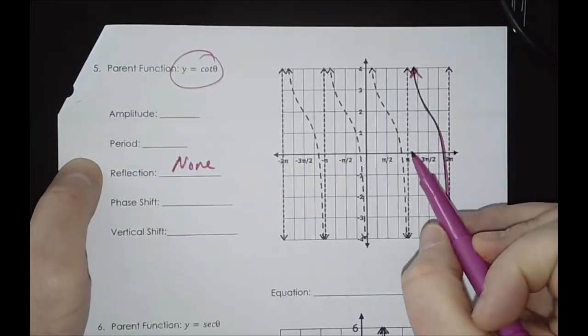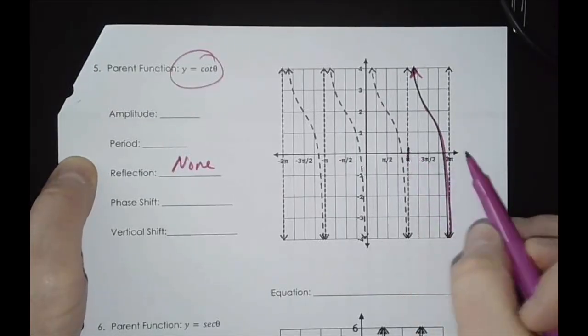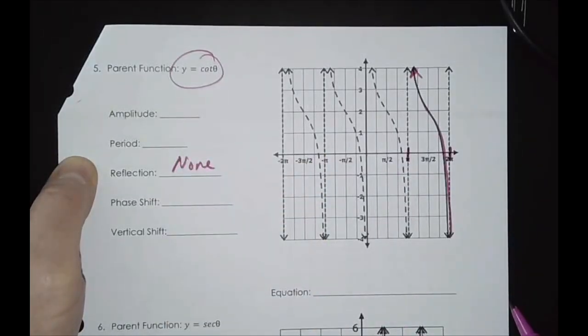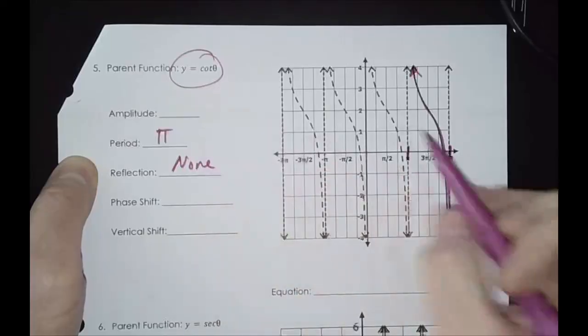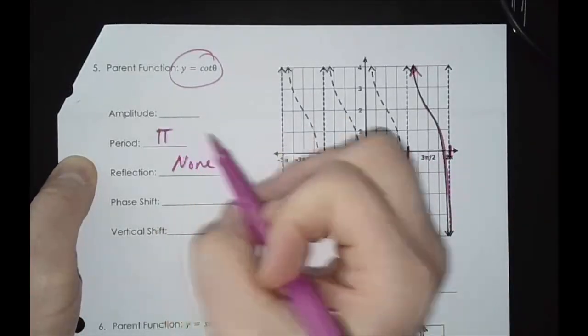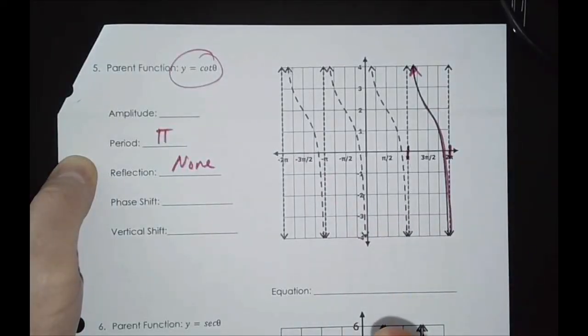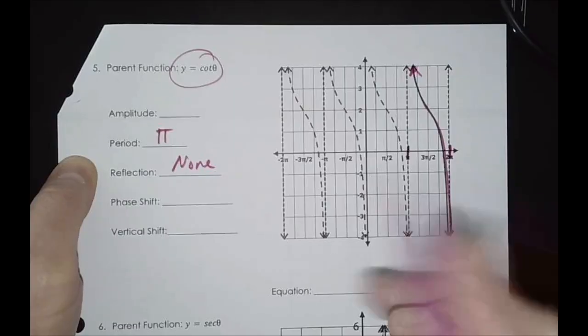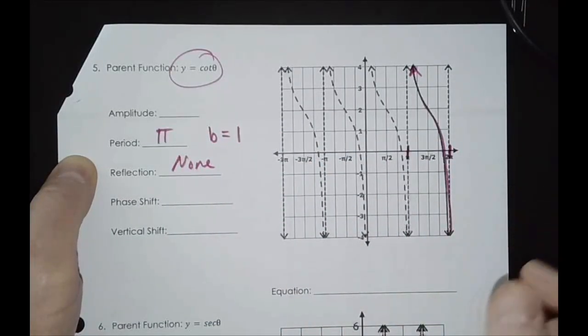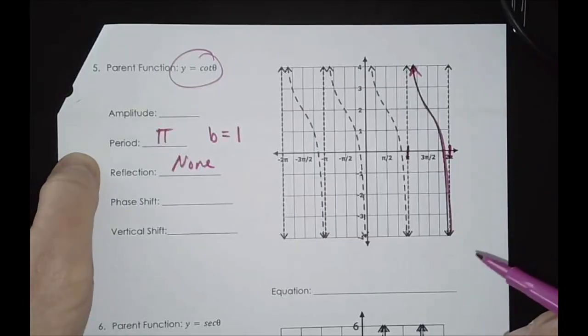The period we're looking at goes from pi to 2 pi. How long is that? It's pi, before it starts repeating itself. Now, what's the normal period length? It's pi, right? So what does that tell you? Yeah, the b number is a 1. So again, we don't have to worry about distributing it or anything like that.